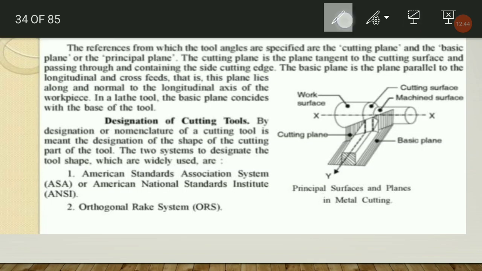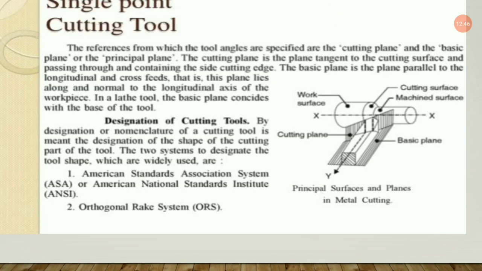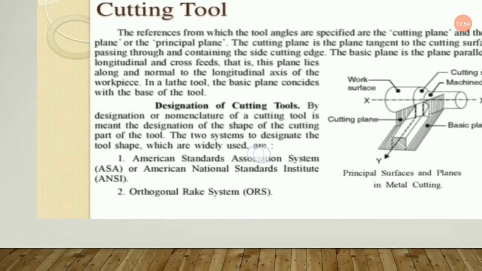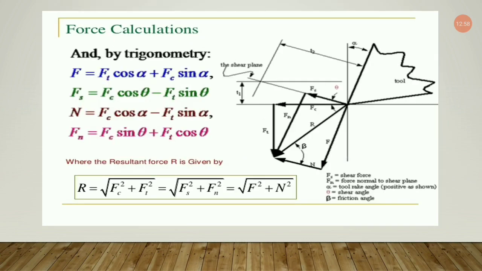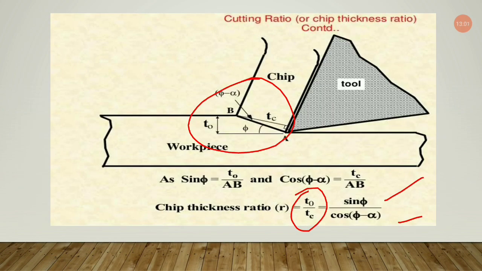So you will find that we have completed the different nomenclatures in the ASA system, and we have also discussed some of the different formulas, velocity relationships, as well as the cutting ratio or chip thickness ratio. They are very important for solving numerical problems coming out of this particular metal cutting.